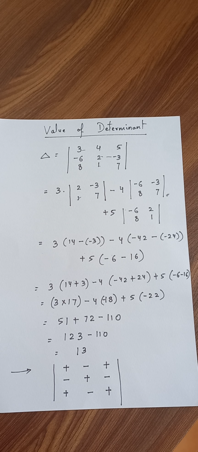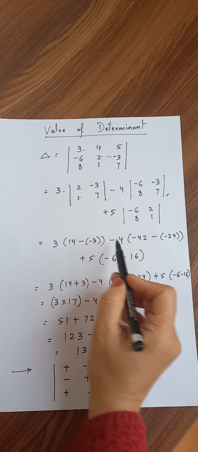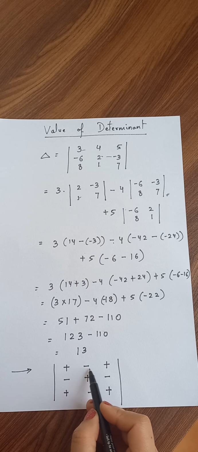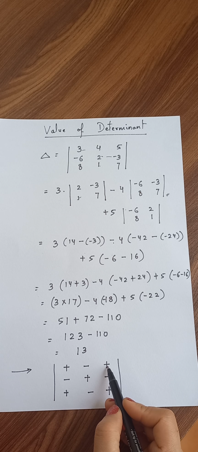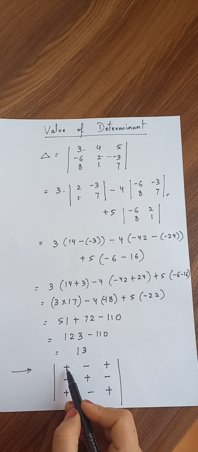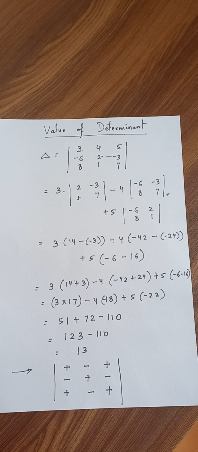If you are taking the first row, the first value will be positive. We have taken a negative sign in the second case because a negative sign occurs here, and the last one will be positive. In a similar way, if you want to solve this determinant with the help of the first column, again the first value will be positive, the second one negative, and then positive. I think you must be getting my point on finding the value of a determinant.